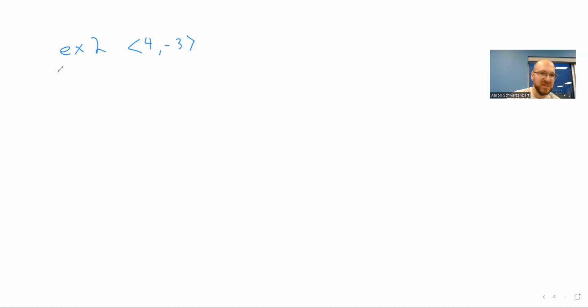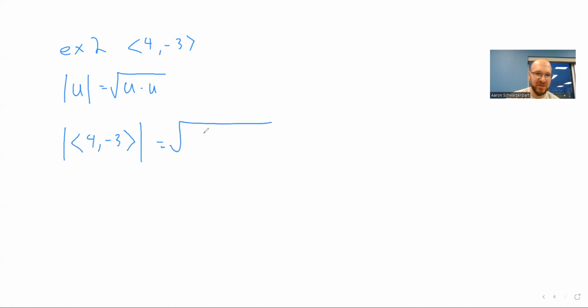There's a property that says the magnitude of u, and this is essentially just the Pythagorean theorem, but can be done this way. Again, these are vectors. Square root of u dot u. So the magnitude of 4, -3 is equal to the square root of u dot u, which is 4 times 4 plus -3 times -3. And that's the square root of 16 plus 9 is 25, or 5. And yeah, I could have just done that with the Pythagorean theorem. It's essentially what I did.